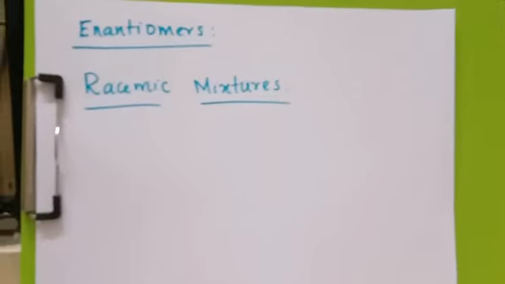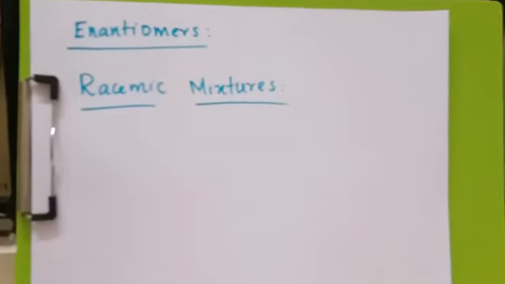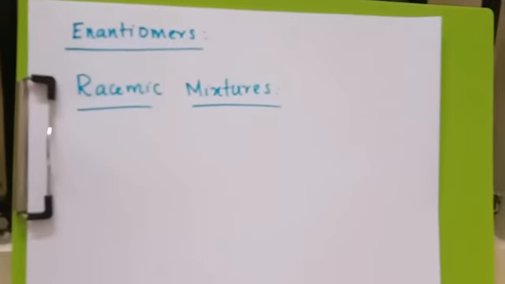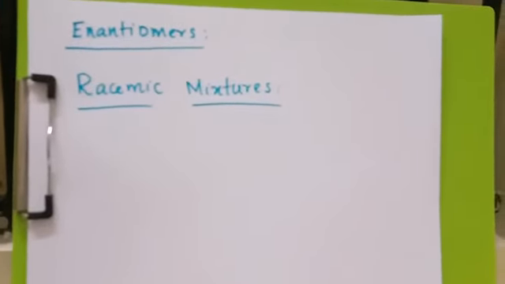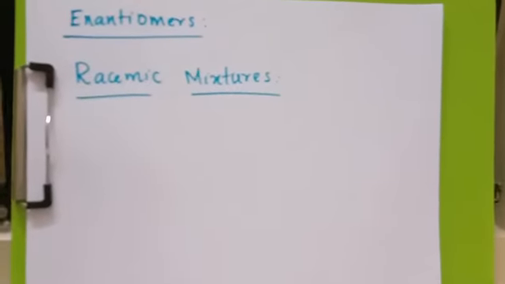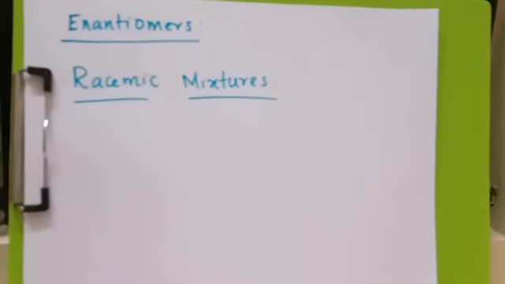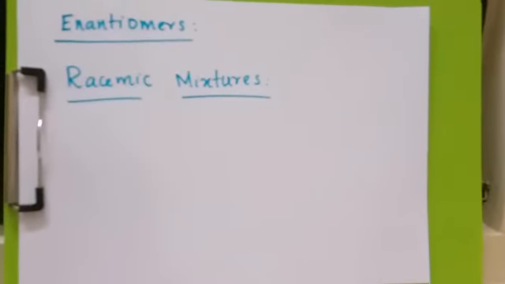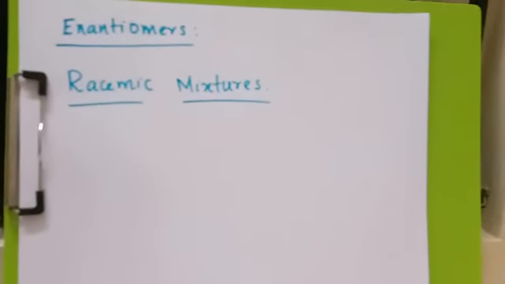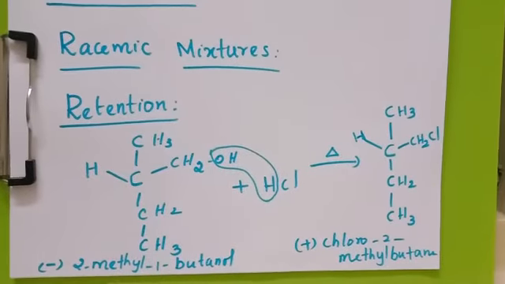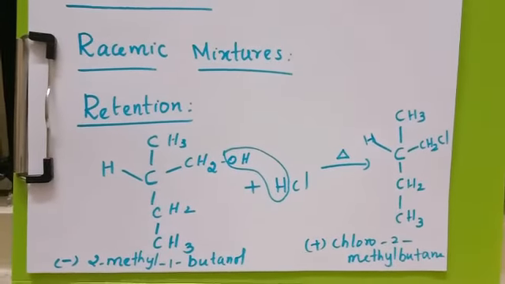It is represented by the DL or plus-minus form and is optically inactive. D means dextrorotatory and L means levorotatory. So the process of converting the D or L form of an optically active compound into the racemic form, that is DL, is called racemization.